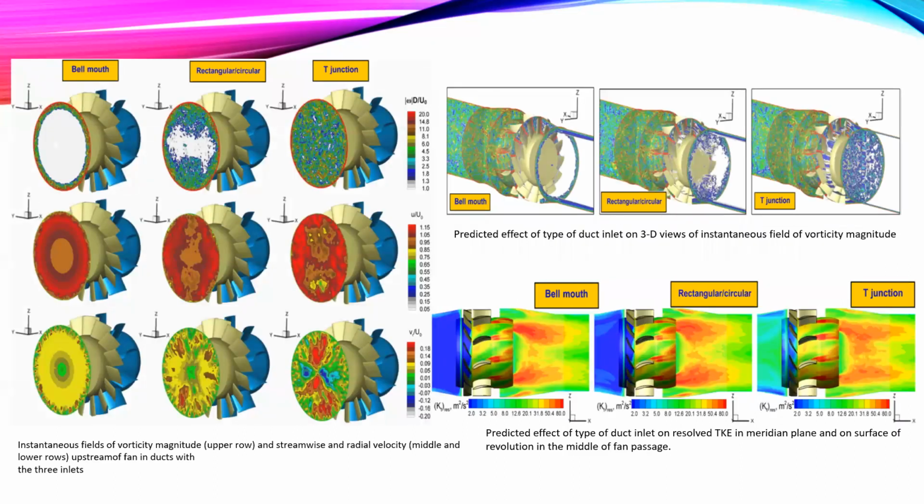These are the instantaneous snapshots of vorticity magnitude and streamwise and radial velocities upstream of the fan in a duct with the three inlets: with a bellmouth, with a rectangular to circular transition, and with a T-junction. The predicted effect of the type of duct inlet is shown in 3D views of the instantaneous field of vorticity magnitude, and in the meridian plane.